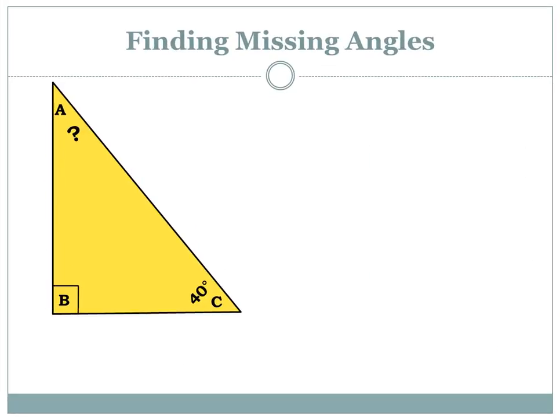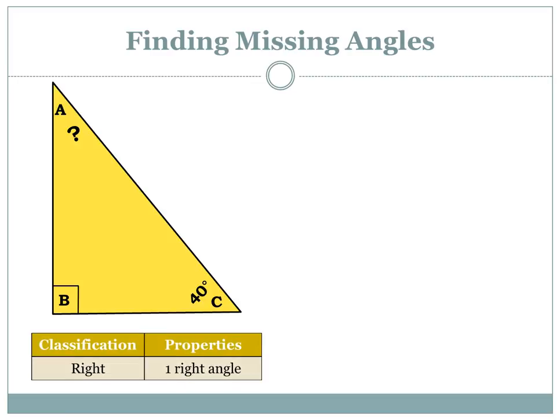In this example, we are only provided with the measure of angle C, which is 40 degrees. Because this is a right triangle, it must contain one angle that measures exactly 90 degrees. Therefore, we know that angle B measures 90 degrees. Since we know the measures of two of the angles, we can use this information to calculate the unknown angle A. To start, we know that the sum of the angles in triangle ABC will equal 180 degrees.